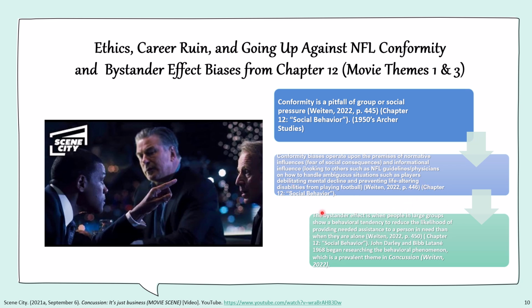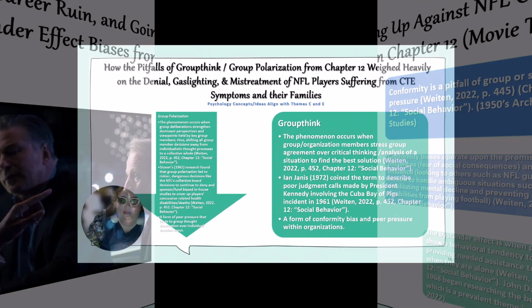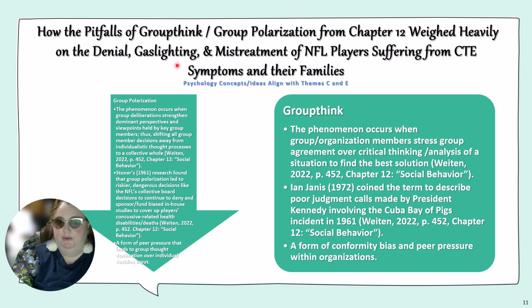They didn't know to go elsewhere or to ask any. And then the bystander effect of no one else is doing anything. It's not popular. I'm not going to do anything. And these are the pitfalls of groupthink. Group polarization from Chapter 12 weighed heavily on the denial, gaslighting, and mistreatment of NFL players suffering from CTE symptoms and their families. And it was a mixture of that.